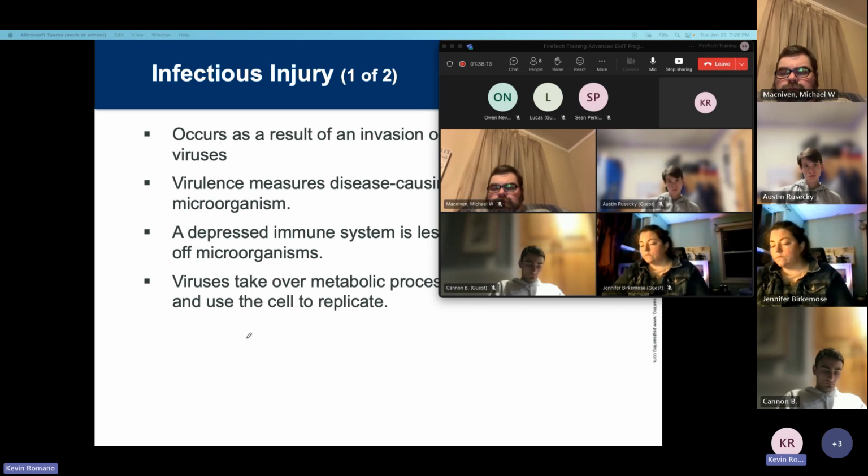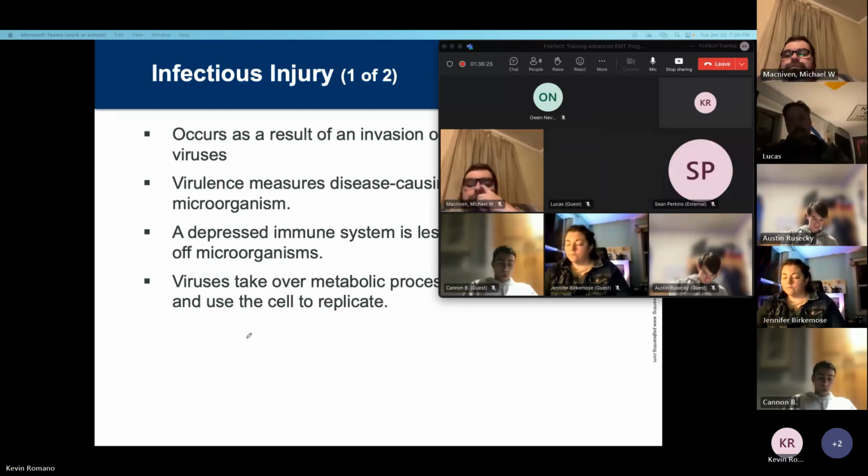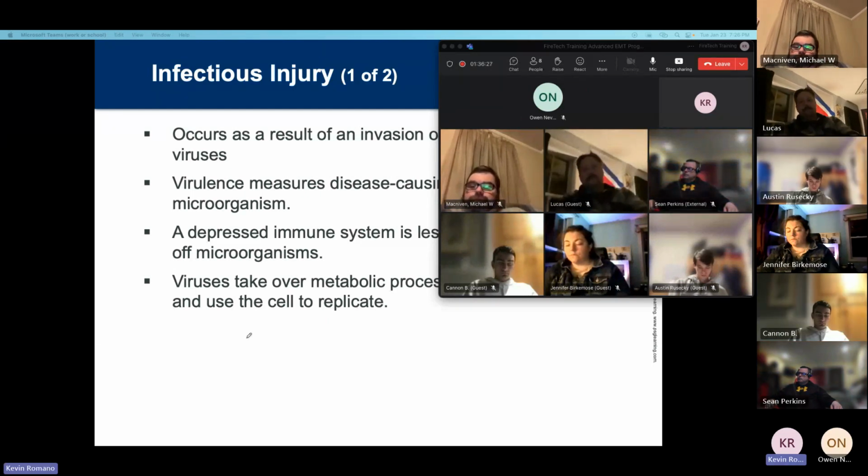So patients that are on chemotherapy, right? If we have a patient who's on chemotherapy, should they be wearing a mask? Absolutely. Should we be wearing a mask for these patients? Absolutely. Put the mask back on.